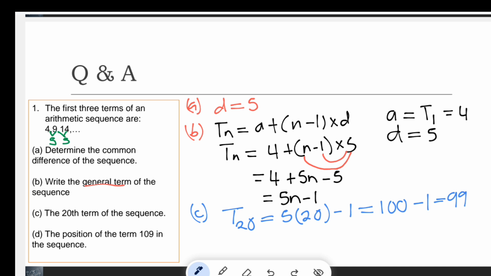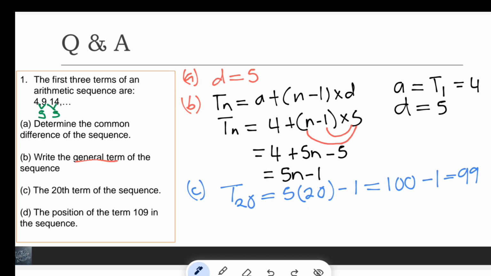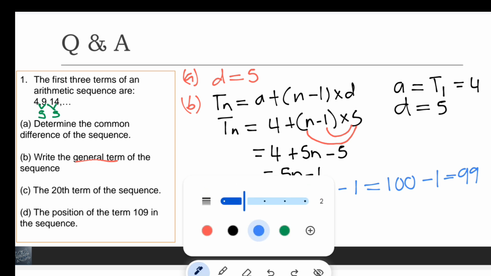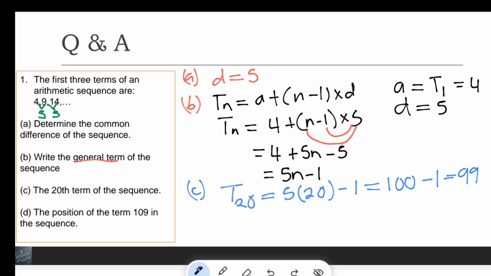Okay, this is how we work it out. Now let's move to the last question, which is D. The term is 109 in the sequence. So we're now looking for the position of the term, because the term is equal to 109. Our Tn is equal to 109, right? So how can we find our n, right?